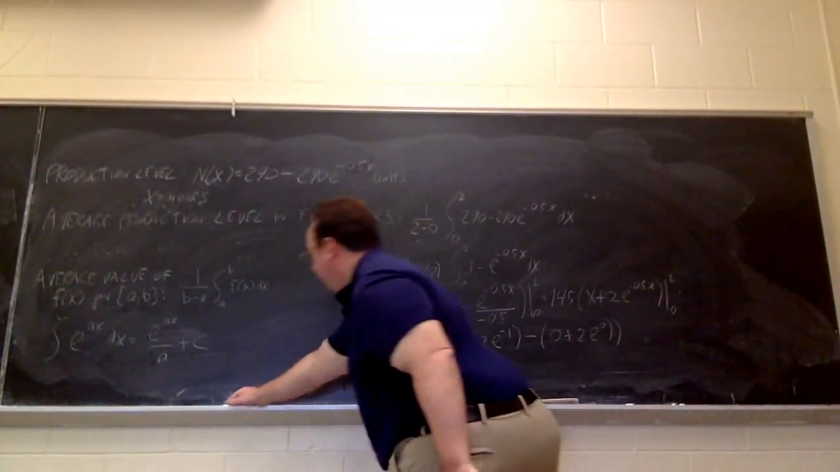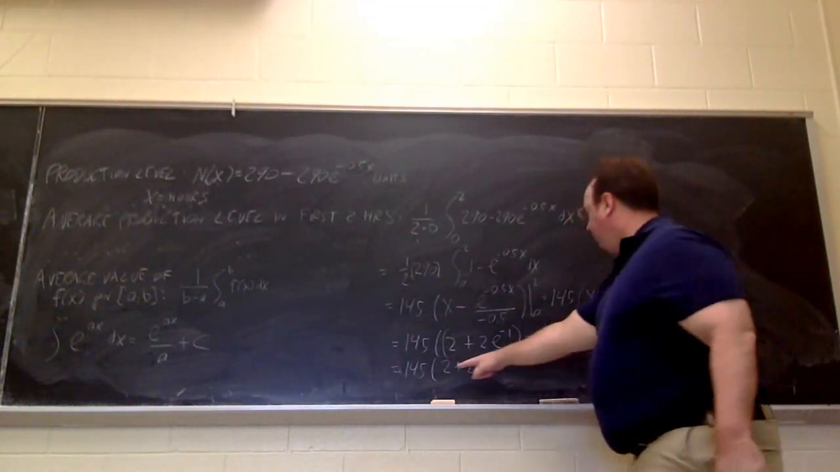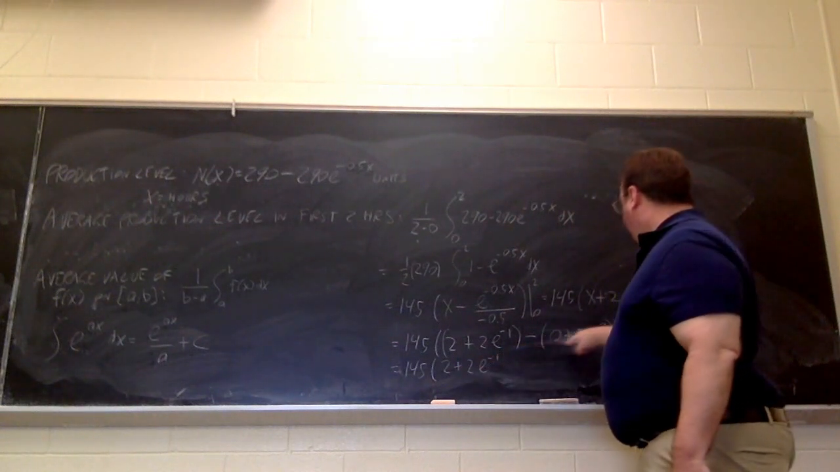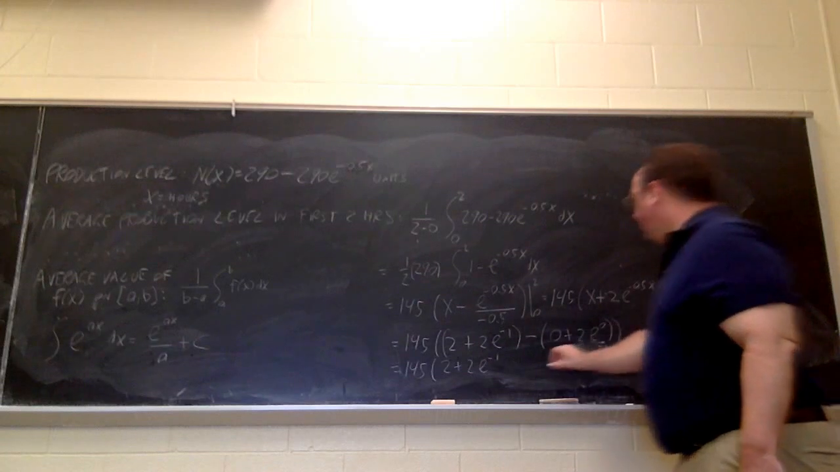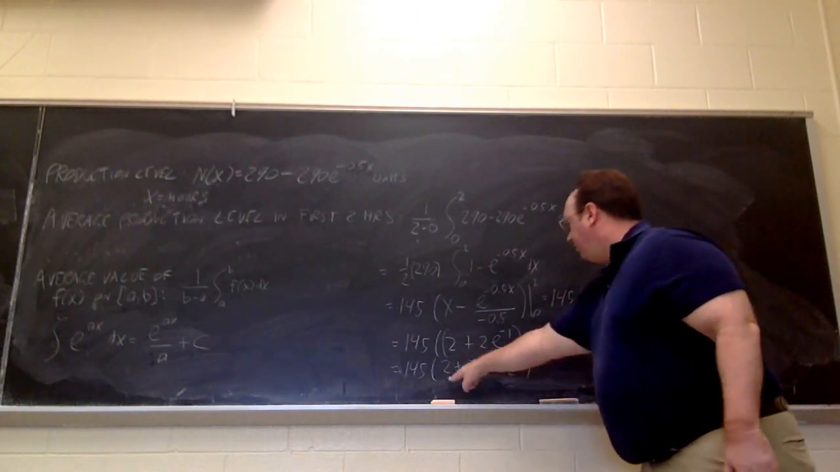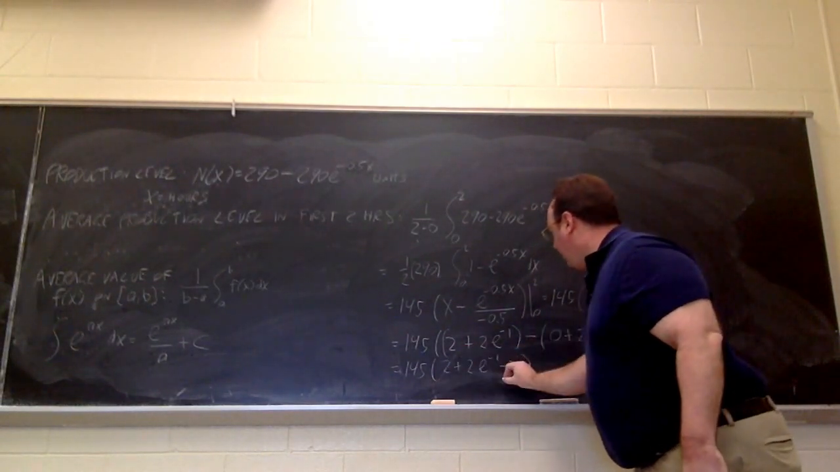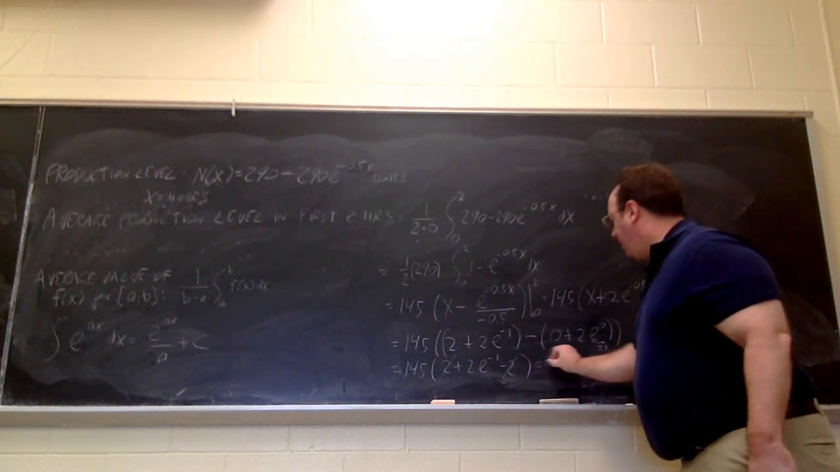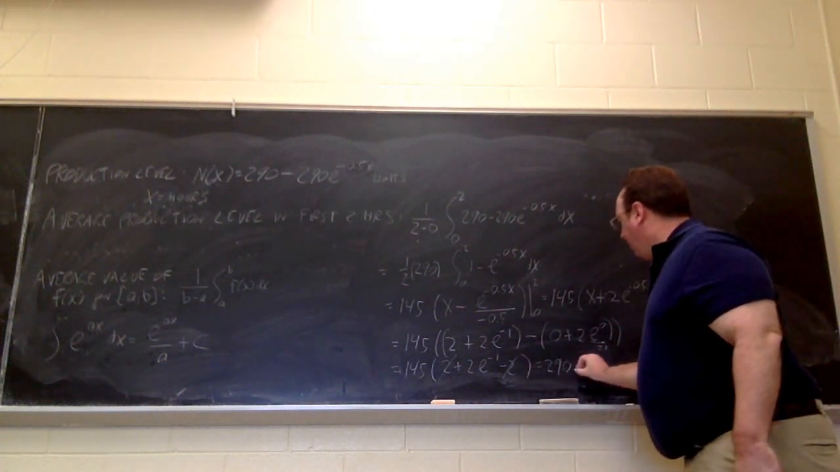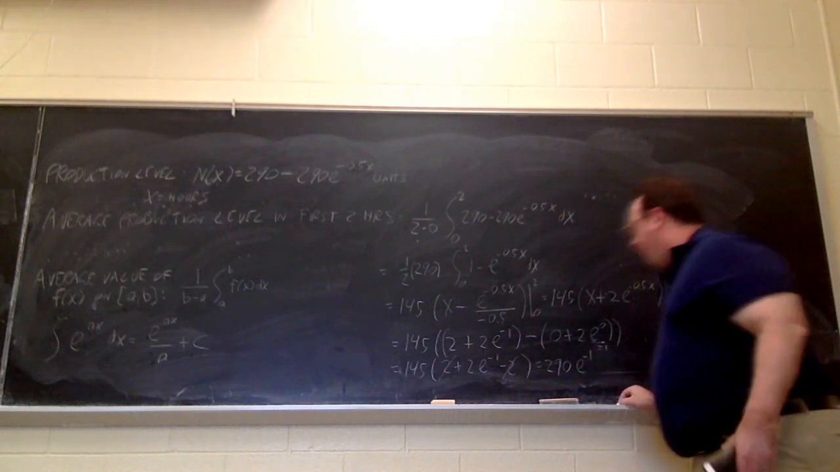Okay, so to finish this off, so 2 plus 2e to the minus 1 minus, then e to the 0 is equal to 1, so I have minus 2. So the 2 and the minus 2 are going to cancel out. So I have 145 times 2, which is 290 times e to the minus 1.